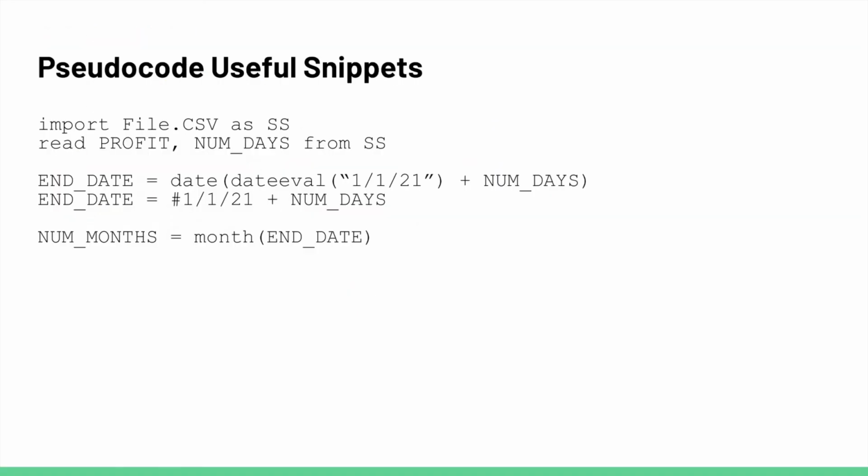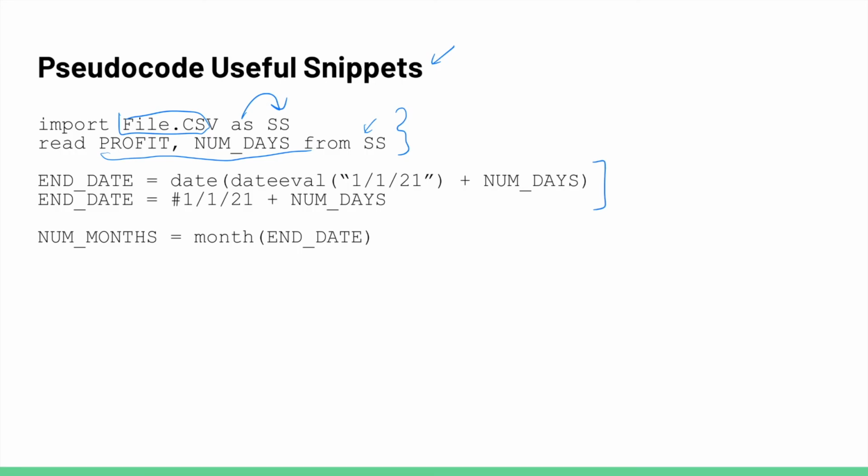Now to wrap up the pseudocode section, I wanted to go over a few snippets that we saw in these previous practice problems. These are probably some of the more unique snippets that I've seen from looking at all the practice problems. The first snippet is basically importing from a file and then reading specific variables from that file. You're not going to be asked to actually input a specific file name, but in the pseudocode, they just wrote file.csv to show that this information is coming from a CSV file. We named the data from that file SS, and then we read specific variables that were specified in the question from that file.